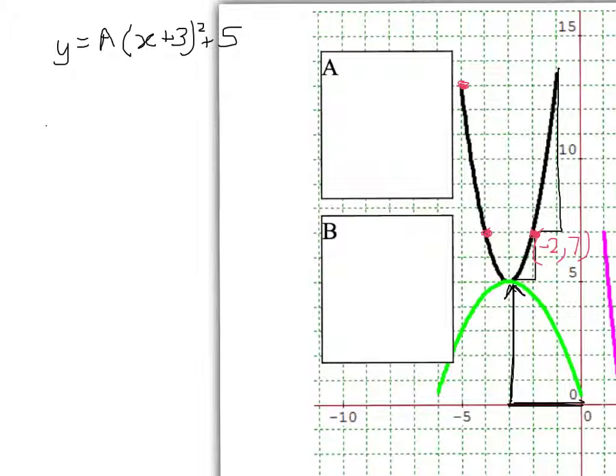Okay, so if I take the point negative 2, 7, so that's my x and that's my y value, I can substitute it in the equation. So my y is 7 equals A, and my x is negative 2 plus 3, squared, plus 5. Now you can work this out in your head, or you can put it in your calculator.